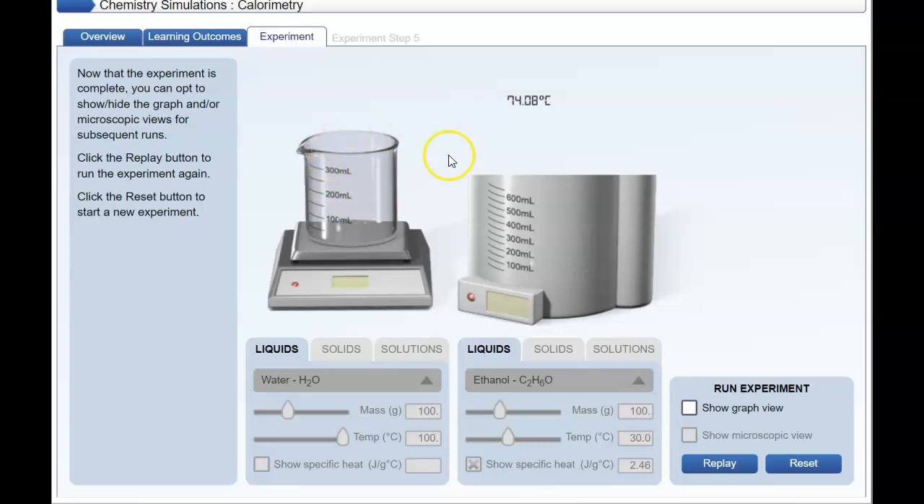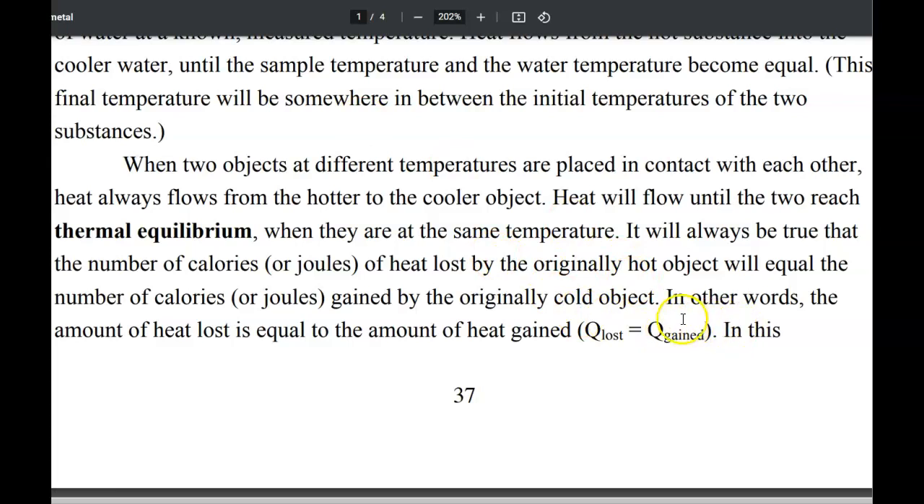So you have to record everything. You have to take note of the mass of the water, the initial temperature of water, the mass of ethanol, the initial temperature of ethanol, its specific heat, and the final temperature. By using this equation, Q loss is equal to Q gain, where in that case the heat loss came from the water because it has been transferred to the ethanol, which is Q gain.